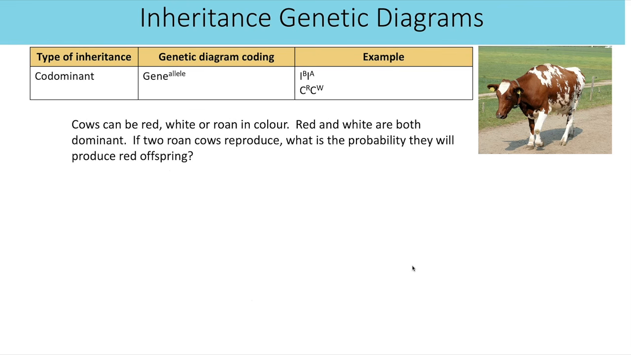Then if we have a look at this codominance example, cows can be red, white or roan. We call this colour red when we're describing cows. Red and white are both dominant, and you only get roan, which is this mixture of white and red, if an individual has the codominant genotype. So they have a red and a white allele, so both are expressed in the phenotype. And in this example, we're told that we have two roan cows reproducing, and we're asked what is the probability they'll produce red offspring. So here are the parents' genotypes. If they're roan, they must have one of each allele, a red one and a white one.